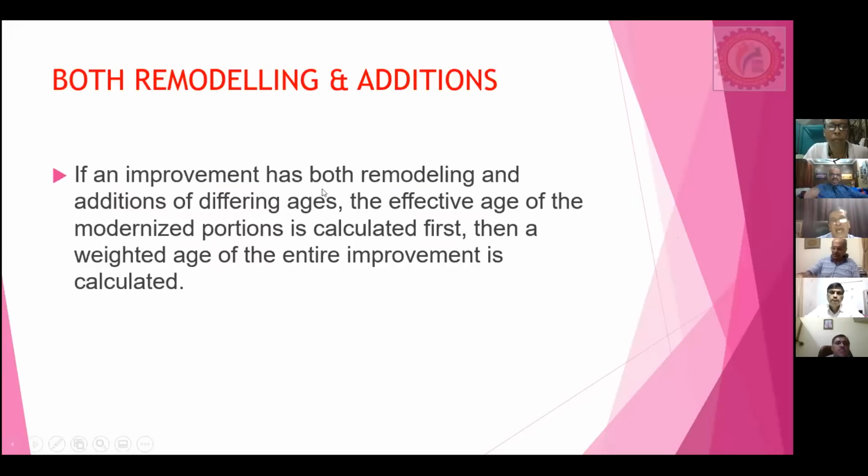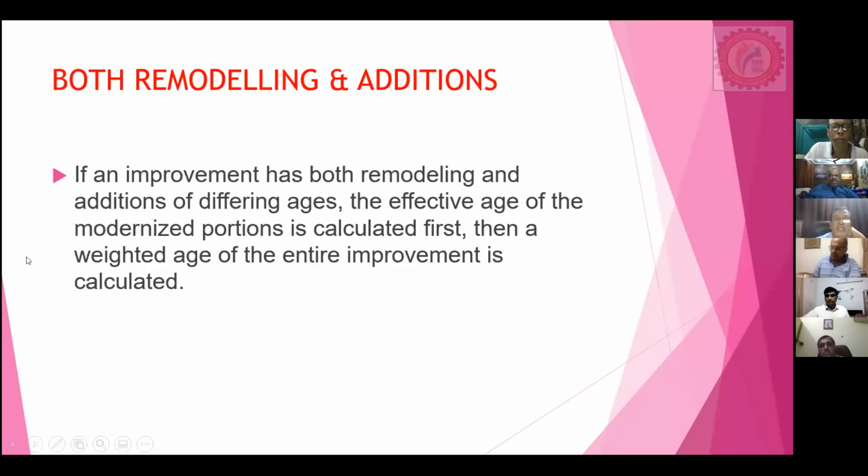If an improvement has both remodeling and additions of differing ages, the effective age of the modernized portion is calculated first. For example, take the ground floor and first floor. I constructed the ground floor in the year 2010, but I constructed the first floor in 2020. At the time of constructing the first floor, I also made some alterations to the ground floor.